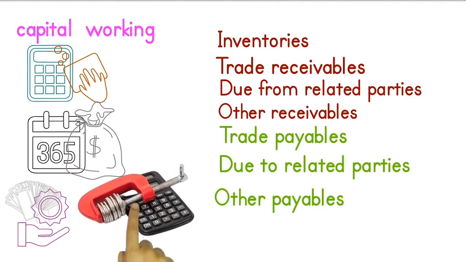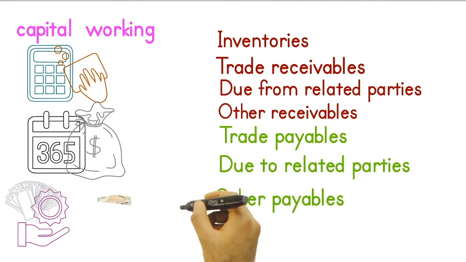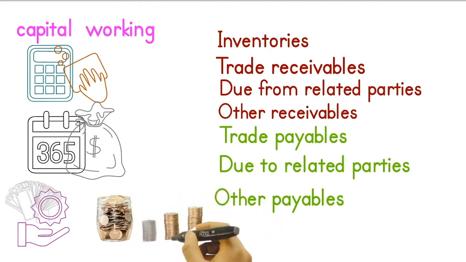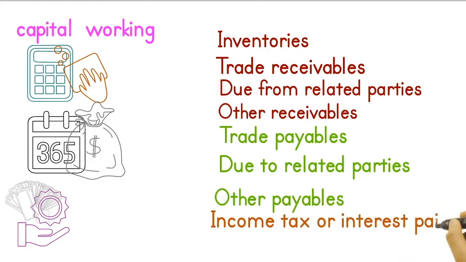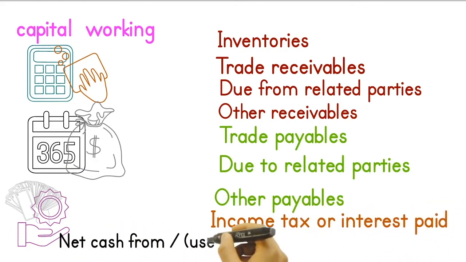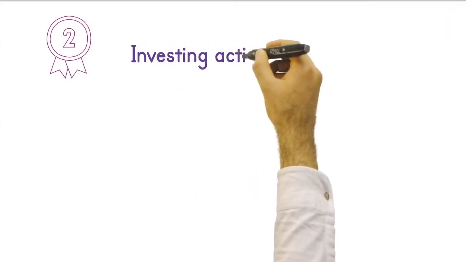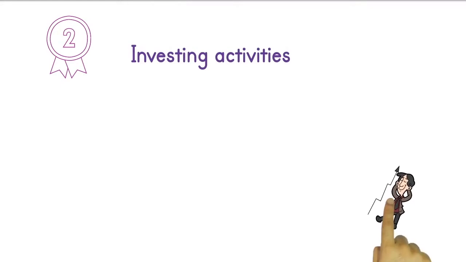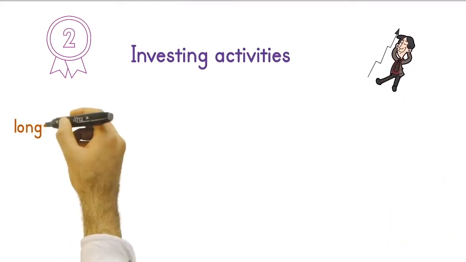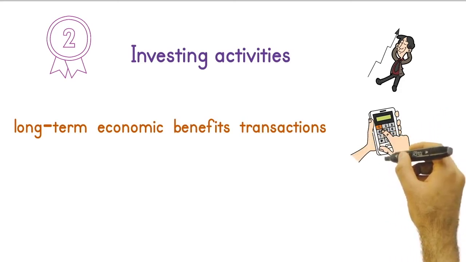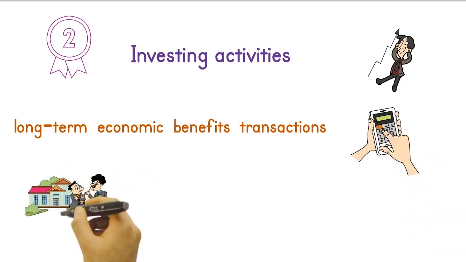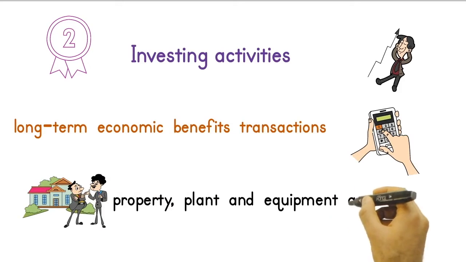The result would be either cash from, or cash used in operations. Then you should deduct any income tax or interest paid, in order to reach net cash from, or net cash used in operating activities. The next section of the cash flows statement is investing activities. Under investing activities, an entity is required to show long-term economic benefit transactions, such as acquisition of property, plant and equipment and intangible assets.